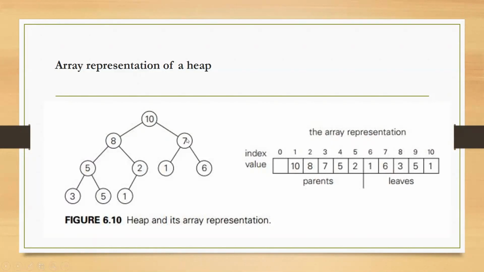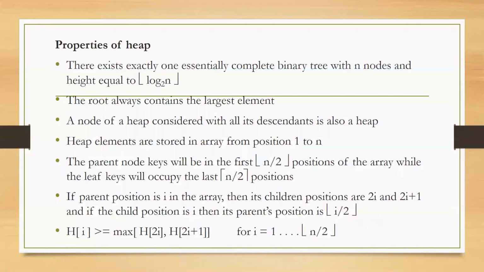If I take 7 and its descendants, 7, 1 and 6, even this is a heap. If I take 5, 3 and 5, even this is a heap. In this example, you will see that there are elements which are equal. So what it tells is that the parent node value should be greater than or equal to that of its children nodes.